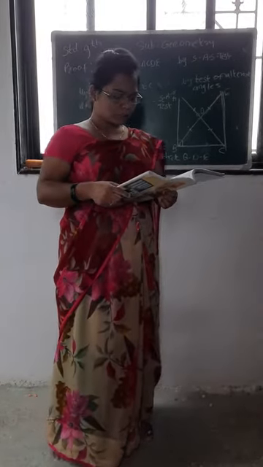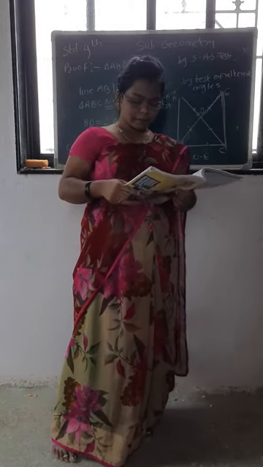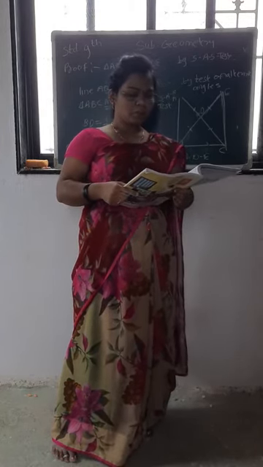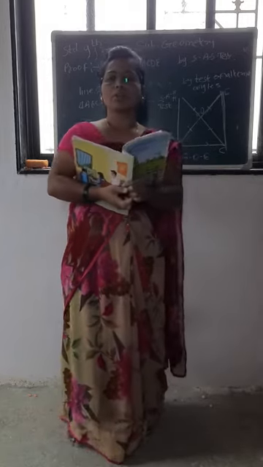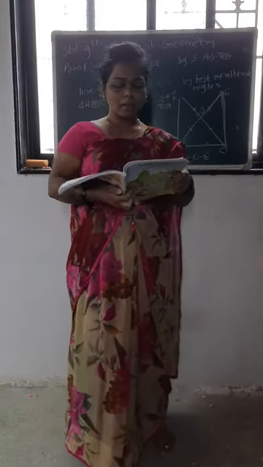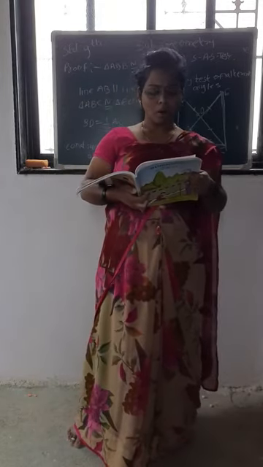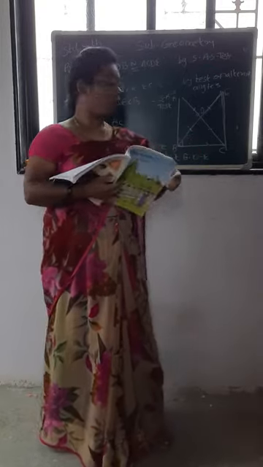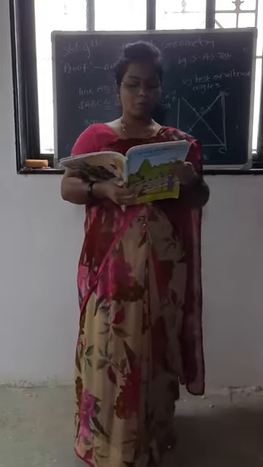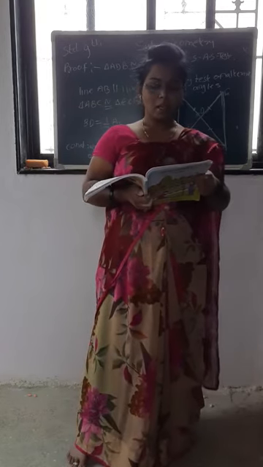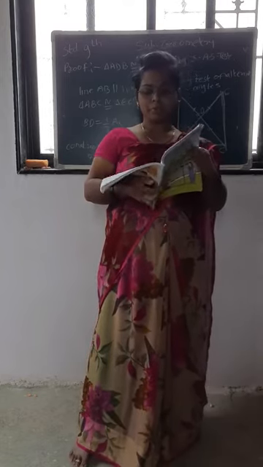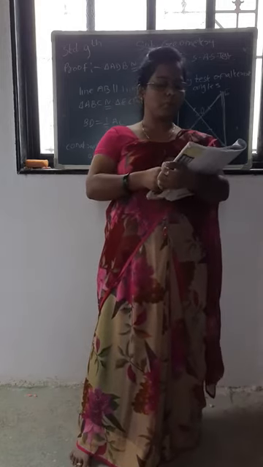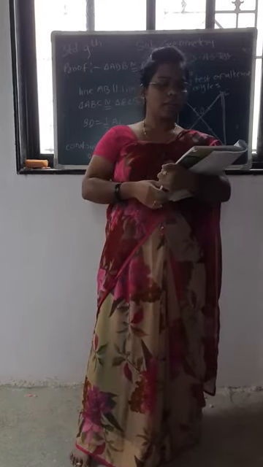The next topic is the perpendicular bisector. Before starting this theorem, we have one activity. We have given one note: in a right angle triangle, the length of the median on its hypotenuse is half the length of the hypotenuse. We have seen the theorem. Then next, we have one activity.